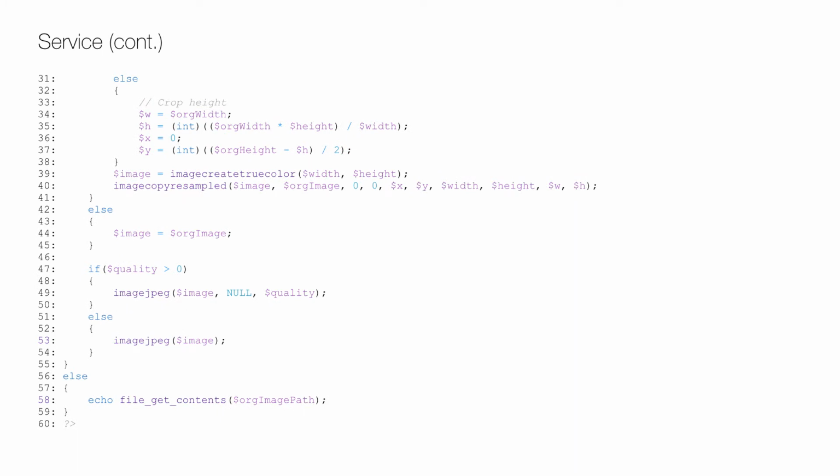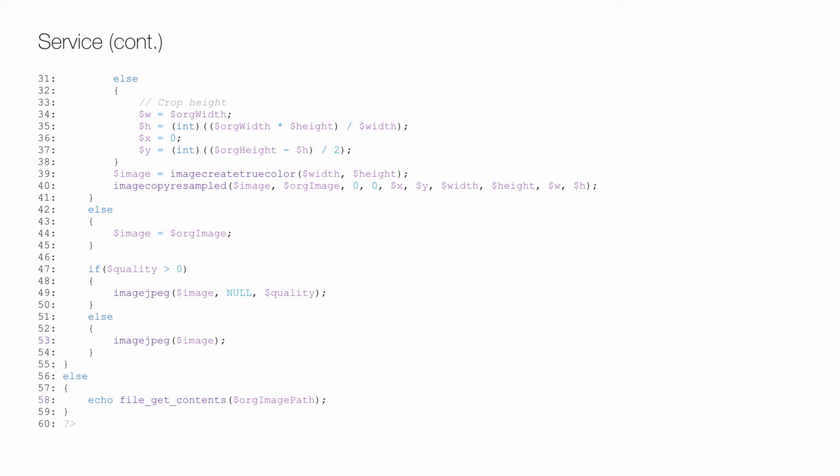If any resize parameters were specified, that we check on line 13, we make sure that the image will fill the new size on line 15 to 21, and then crop the image to that size on line 23 to 40. And if no resize parameters were specified, we simply use the original image on line 44. And finally, we check for the quality parameter on line 47. And if specified, we use it on line 49. And if not, we use the default quality on line 53. And the default quality is about 75%, which means 25% compression.